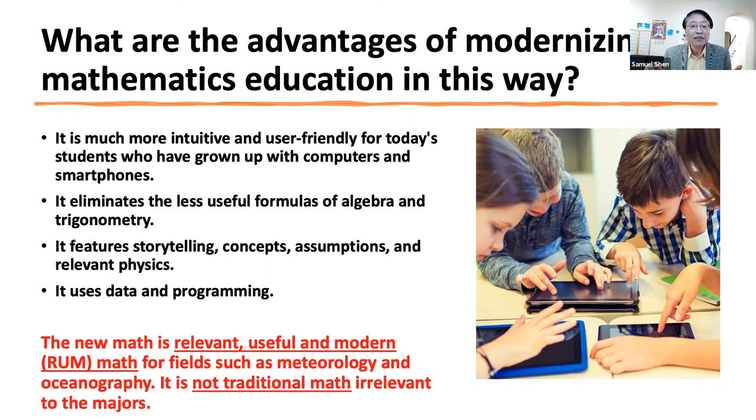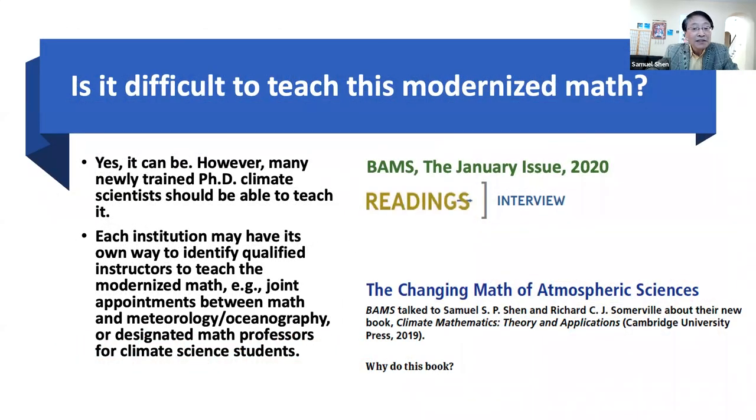Our way leaves tedious algebra and trigonometry to computers so that we can focus on storytelling, concepts, assumptions, and physics. Students can concentrate on learning the math that will be useful for their jobs and for their research. So we often say, math does not change, but math is changing. Last year, BAMS published an interview with Richard and me. The title is The Changing Math of Atmospheric Sciences.